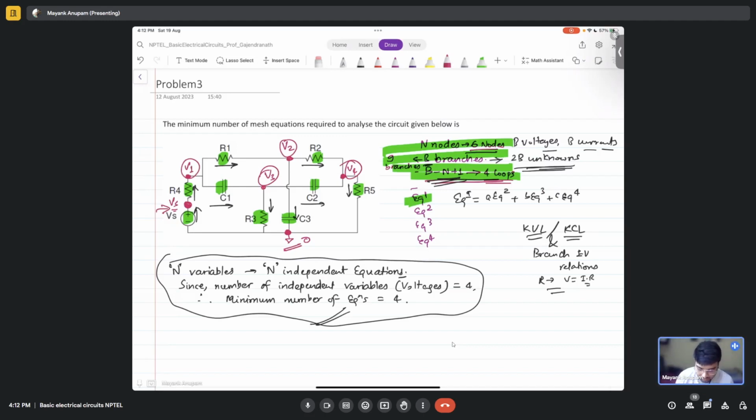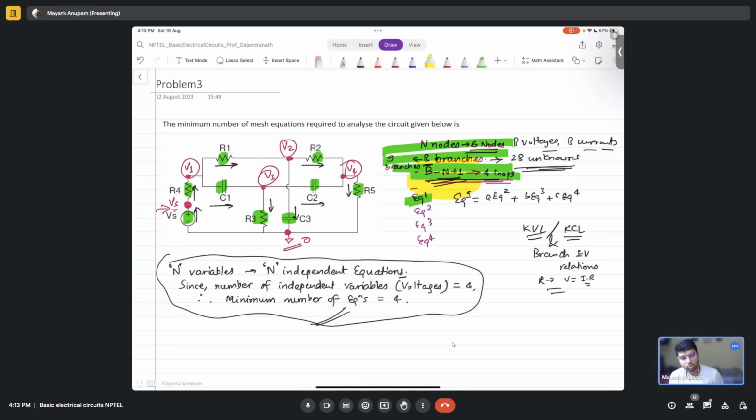There is one way to solve this question. You have to use that information: if you have n nodes in the circuit and b branches, then the number of independent loops you will be forming is b minus n plus 1. This is already known to you, correct? B minus n plus 1 is the number of independent loops forming in the network.